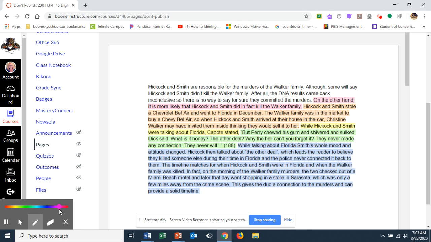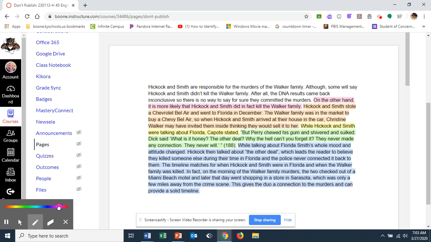Hey guys, let's look at an example of a counterclaim and refutation together. So this is a student example that was turned in. I have not given feedback to the student on this paragraph yet. This is based off of your debate, off of the argument that Dick and Perry did or did not kill the Walker family in Florida.